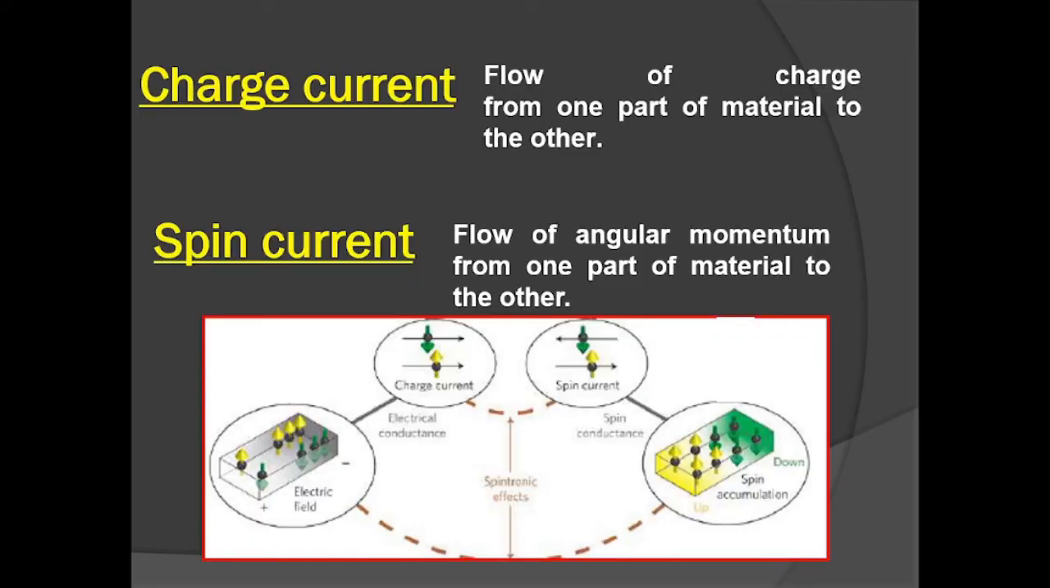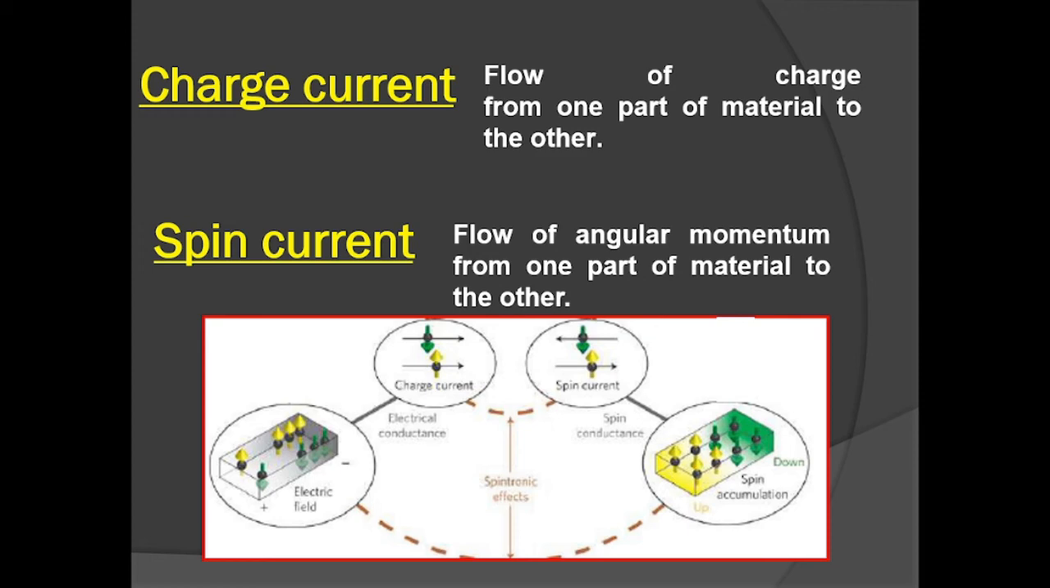Next are the two definitions, the charge current and the spin current. You must know what current is. Current is the flow of charge carriers from one potential to another potential. Whenever there is flow of electrons from the positive terminal of the battery to the negative terminal of the battery, we term it charge current, because there is flow of charge from one part of the material to the other.